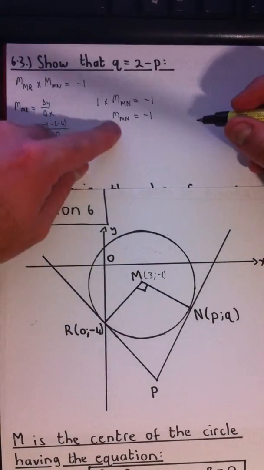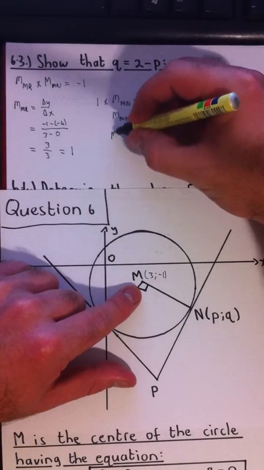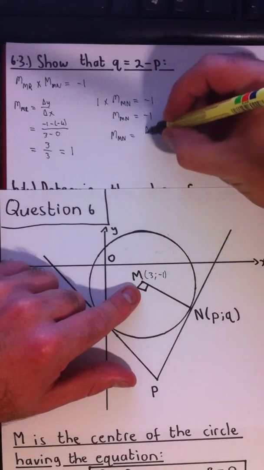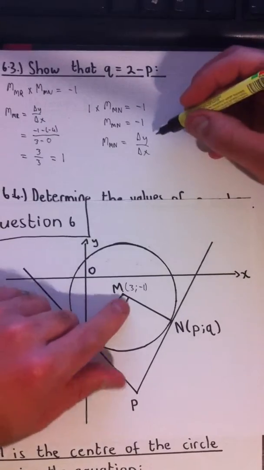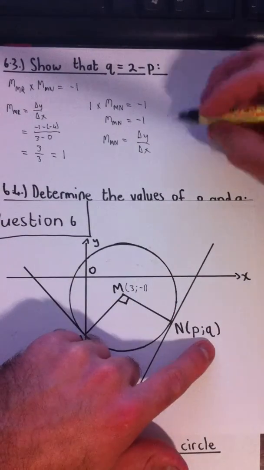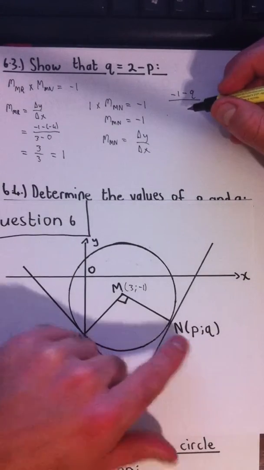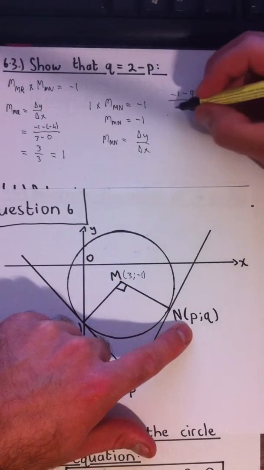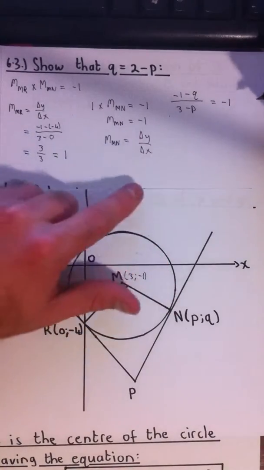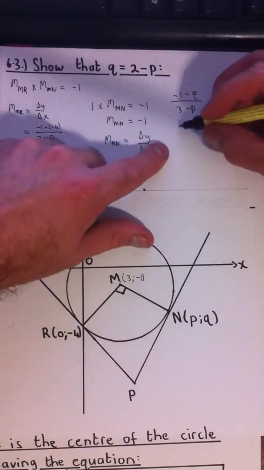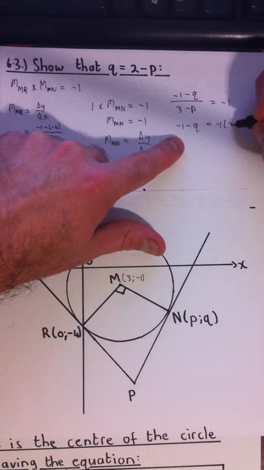And now what is the gradient of MN in terms of P and Q? Well, again, gradient of MN is equal to the change in y divided by the change in x. The change in y is -1 minus q, so that's (-1 minus q) divided by (3 minus p), and we know that has to be equal to -1. We'll multiply both sides by (3 minus p), and we're left with negative 1 minus q is equal to negative 1 times (3 minus p).